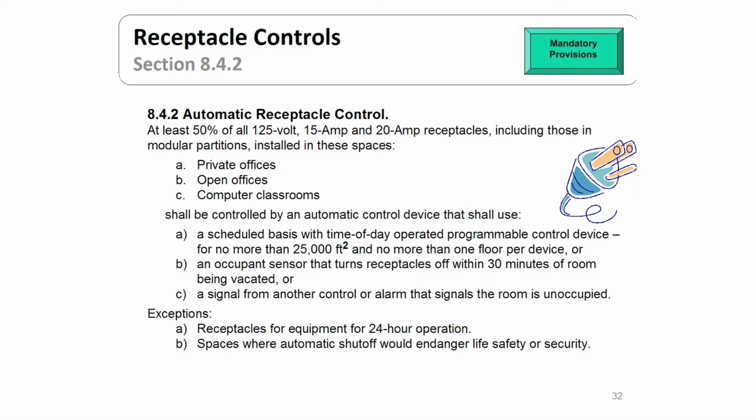So even though the amount of plug load, some people call it plug load, is not regulated, the time that it's on is regulated by the ASHRAE standard. There are exceptions to this. That is receptacles for equipment that has 24-hour operation. That seems quite logical. And spaces where the automatic shutoff would endanger life safety or security. And of course that issue is throughout. Nothing in the standard is supposed to endanger life safety or security.